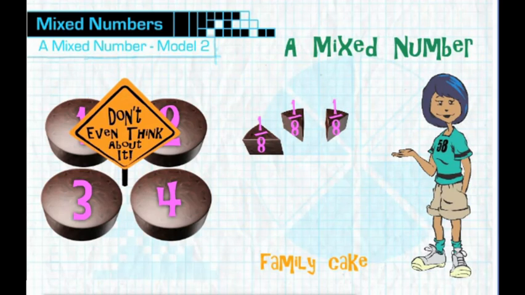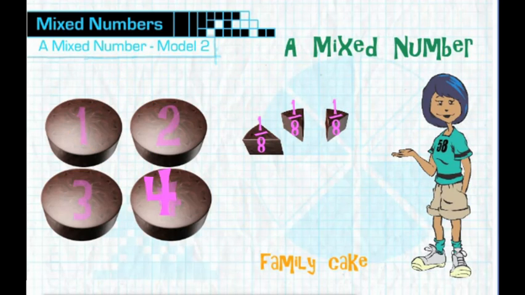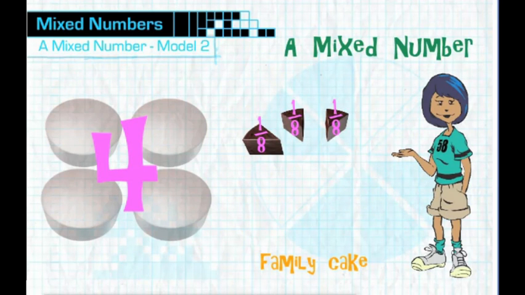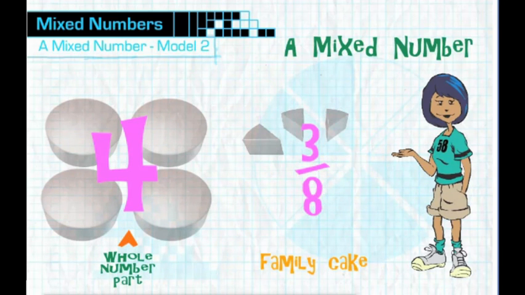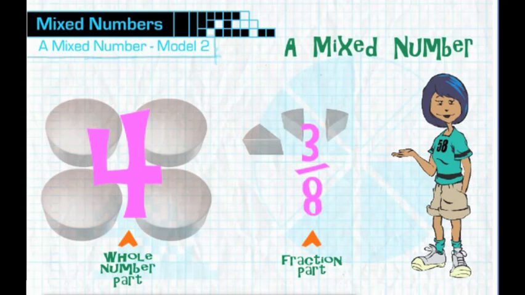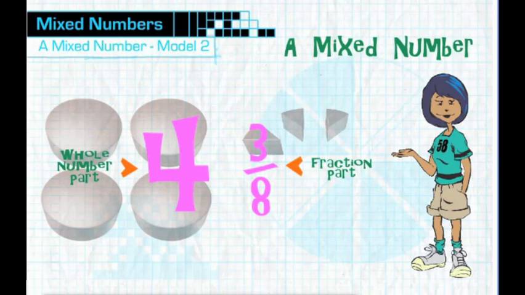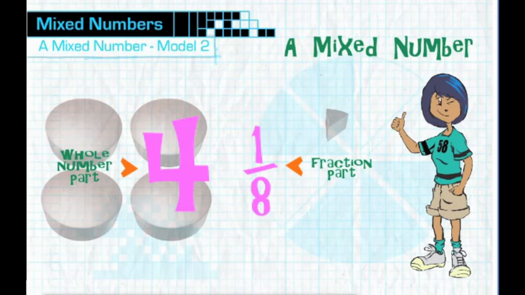And my 4 "don't even think about it" cakes represent 4 whole units. So the 4 whole cakes represent the whole number part of the mixed number. The 3/8 left over from the family cake represents the fraction part of the mixed number. So when you put the whole number, 4, with the fraction, 3/8, you get the mixed number 4 3/8, or 4 3/8 yummy chocolate cakes, which my mom and I are about to convert into 4 1/8 cakes as soon as I can pour 2 glasses of milk.